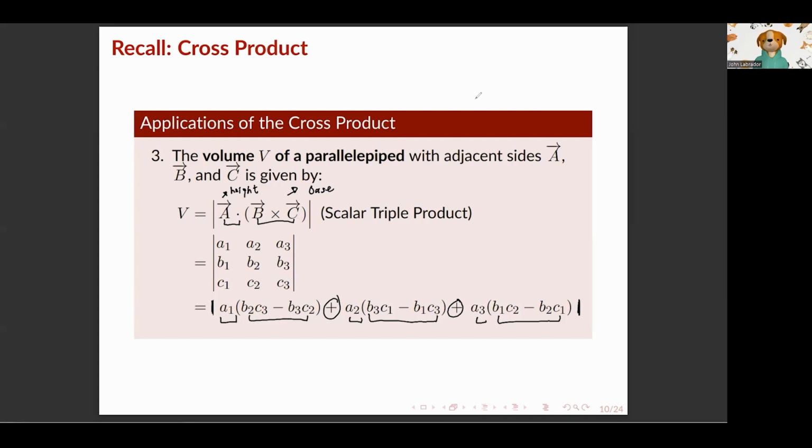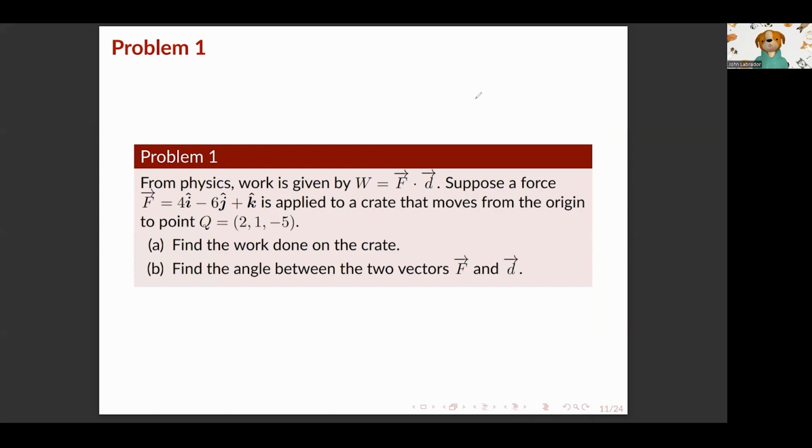Meanwhile, let's solve problems now. So for problem number 1 from physics, work is given by W is equal to F dot D. Suppose a force F is equal to 4i hat minus 6j hat plus k hat is applied to a crate that moves from the origin to point Q, which is equal to the coordinate 2, 1, negative 5. We are tasked to find the work done on the crate and also to find the angle between the two vectors F and D. So if you have time, you can pause this video and solve for yourself.